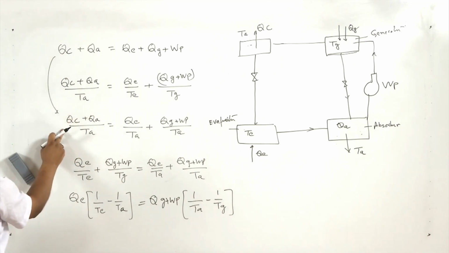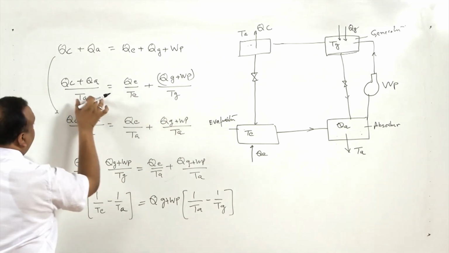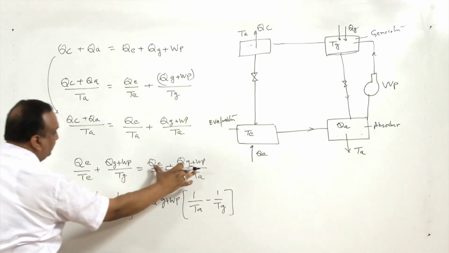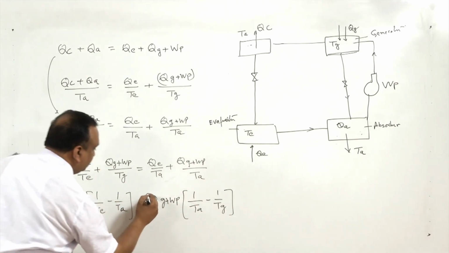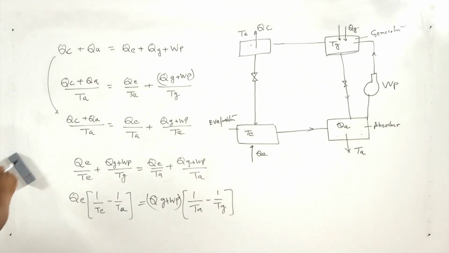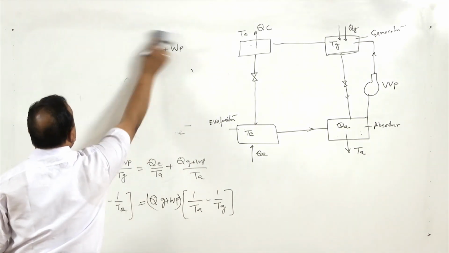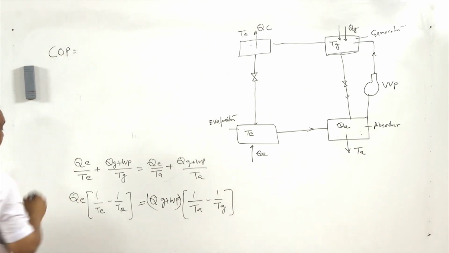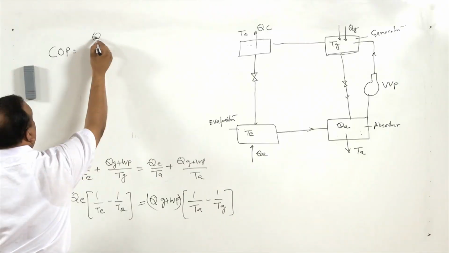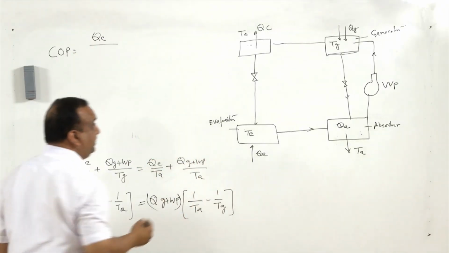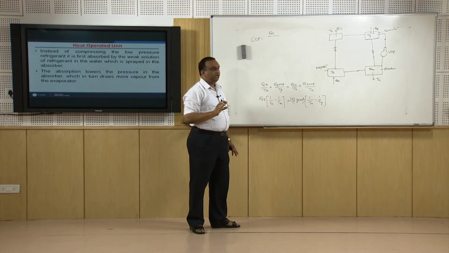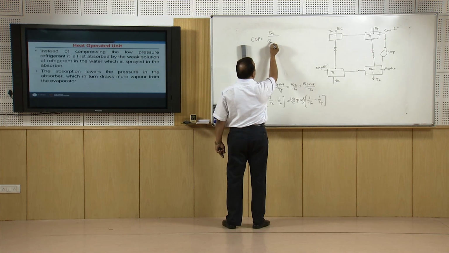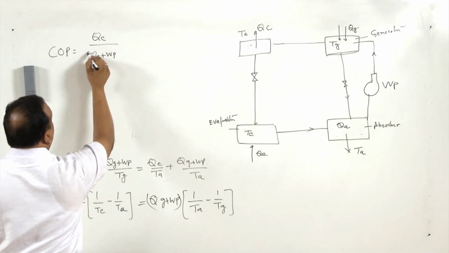Now, we have these two equations. In these two equations, you can see this is equal to this, they are the same. So, this equivalence we have taken here, we have rearranged the terms, this is in bracket. Now, COP of the system is the refrigerating effect, that is QE, heat transfer taking place in the evaporator, divided by the energy input in the system. In the vapor compression system, it was through the compressor. Now, here it is QG plus WP, work of the pump.